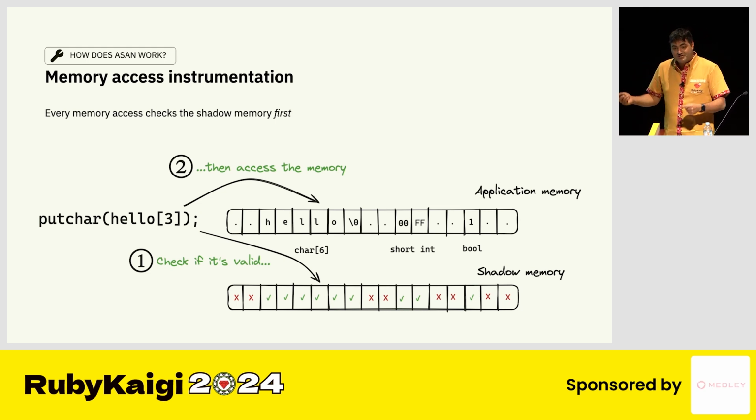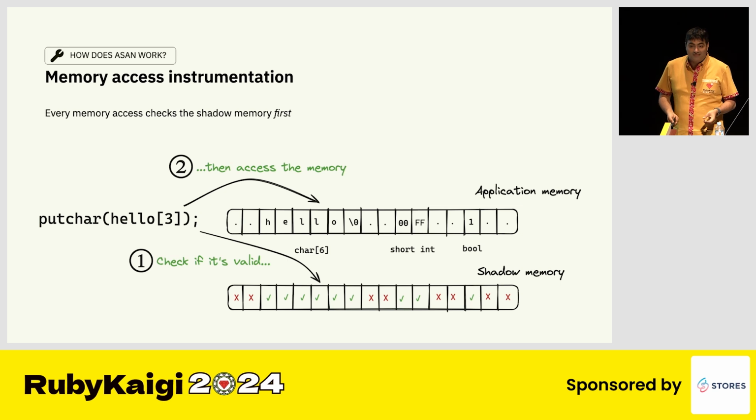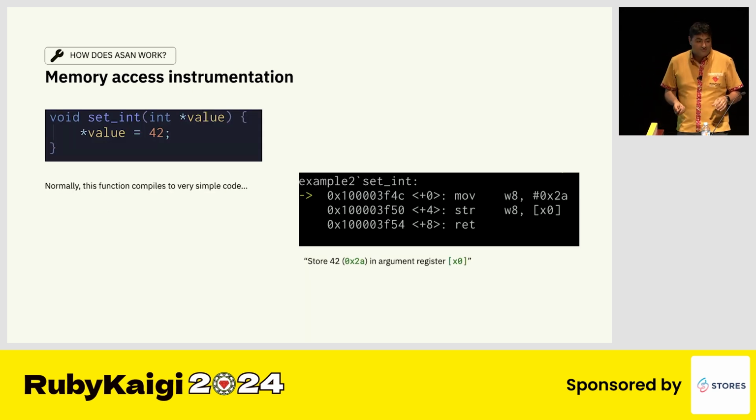First, it checks the shadow map to see if that's actually a valid thing to do. And if so, it will continue to then load the memory. But if not, it will crash the program. So this is kind of useful to see an example, perhaps.